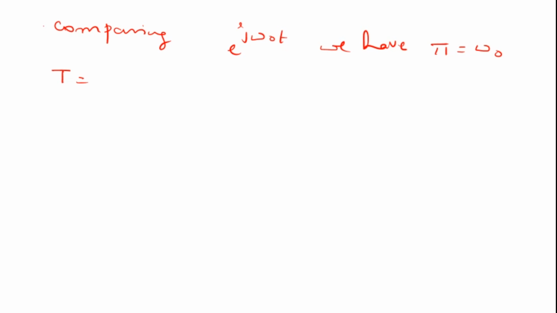Then comparing with e power j omega naught t, we have pi is equal to omega naught, and T is equal to 2 pi by omega naught, which is equal to 2 pi by pi, which is equal to 2.